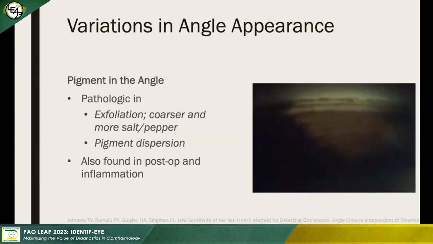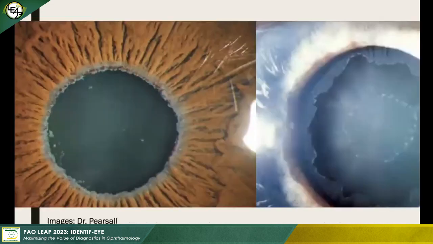It's also shown here. So pigments in the angle are pathologic if they are associated with certain findings, like in exfoliation or pseudoexfoliation. The pigmentation is sometimes more coarse and has a salt and pepper appearance. It's also pathologic in situations with pigment dispersion. Increased pigmentation can also be seen in post-op cases and with inflammation of the eye.